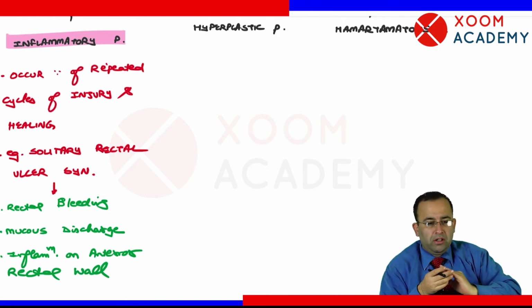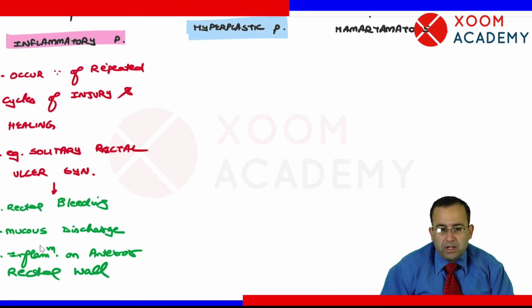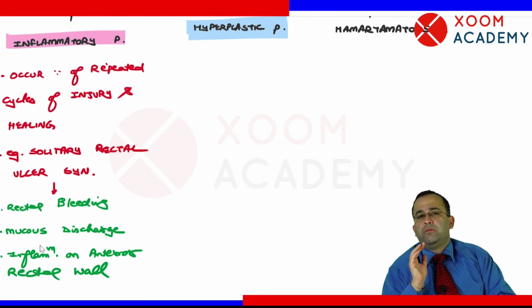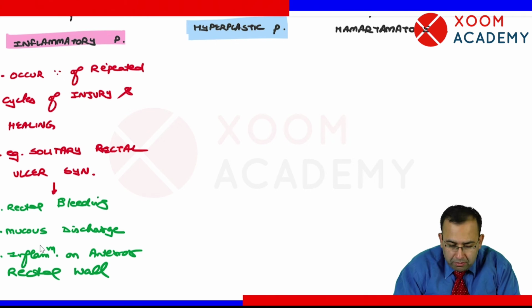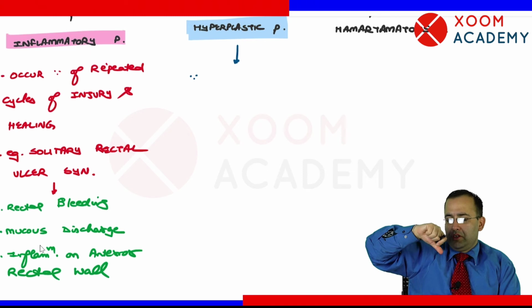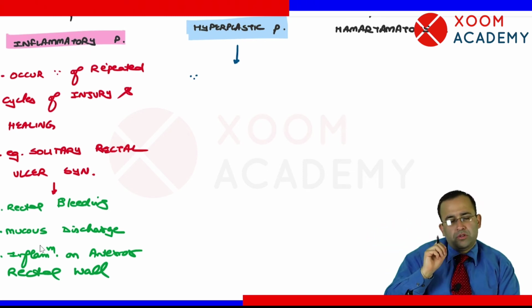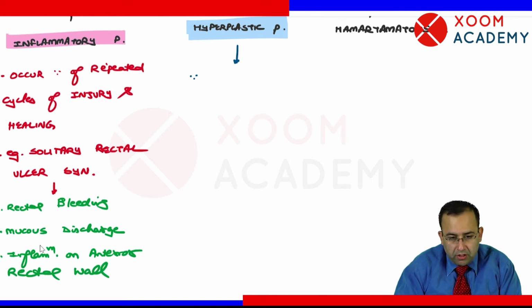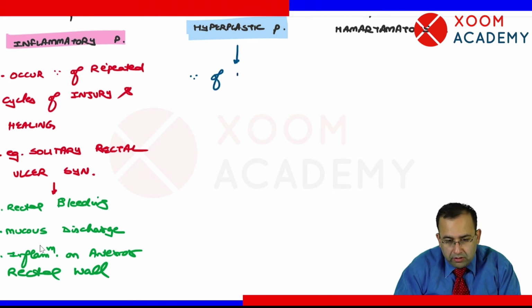Next point. The next non-neoplastic polyp is hyperplastic polyp. This occurs because of reduced epithelial cell turnover, not increased epithelial cell turnover. This is one of the most common mistakes that students make in a live class. It occurs because of reduced epithelial cell turnover.